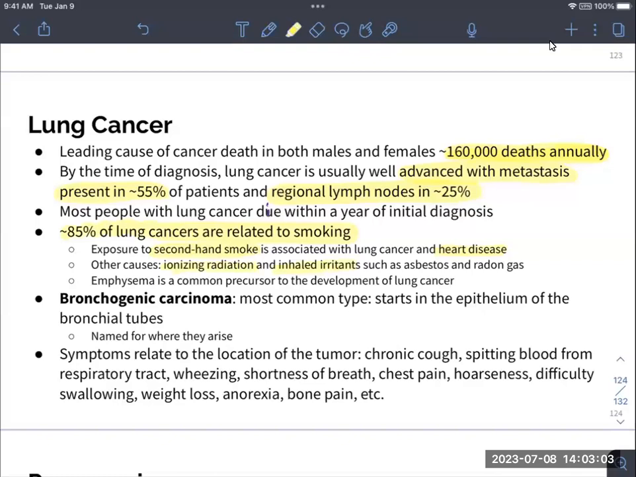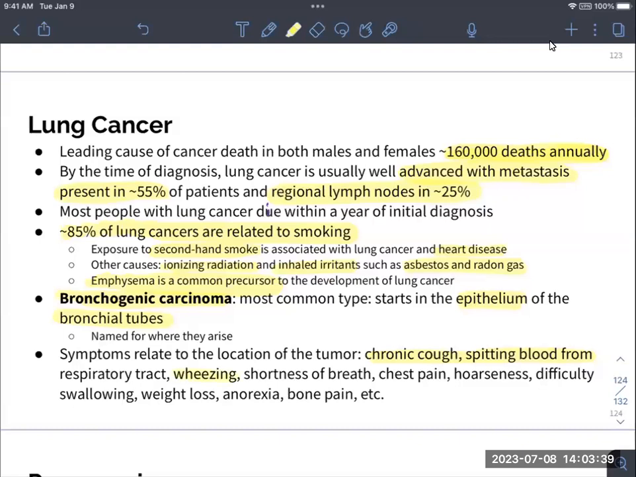Radiation, inhaled irritants like asbestos or radon gases. Emphysema is usually a precursor to lung cancer. Bronchogenic carcinoma is the most common type of lung cancer. So it's in the epithelial cells of the bronchial tubes. People will have some sort of chronic cough. They could start spitting blood.